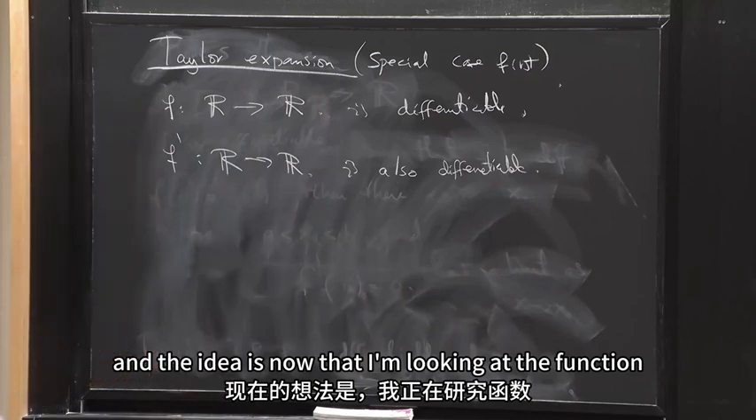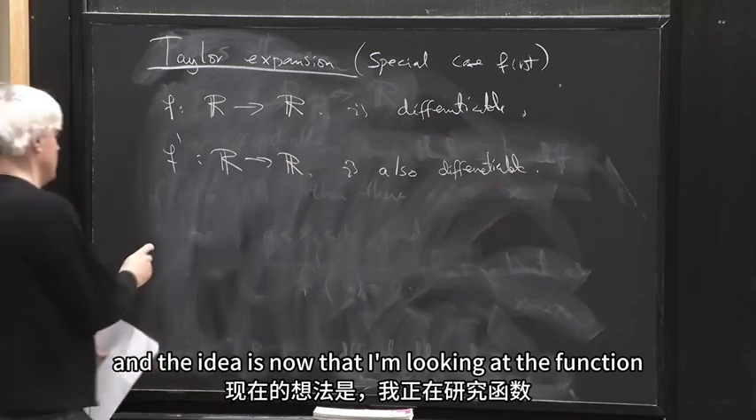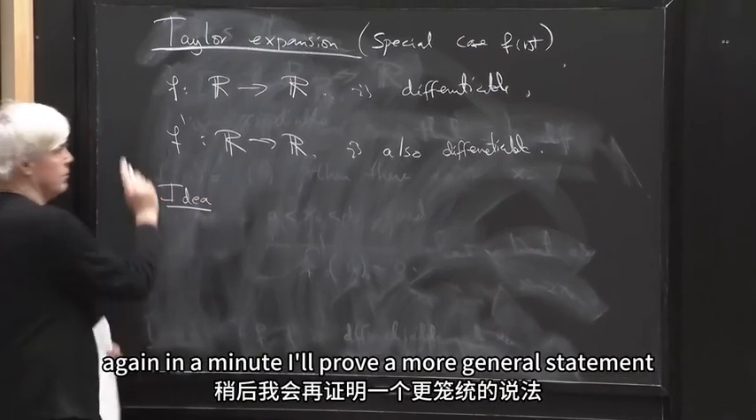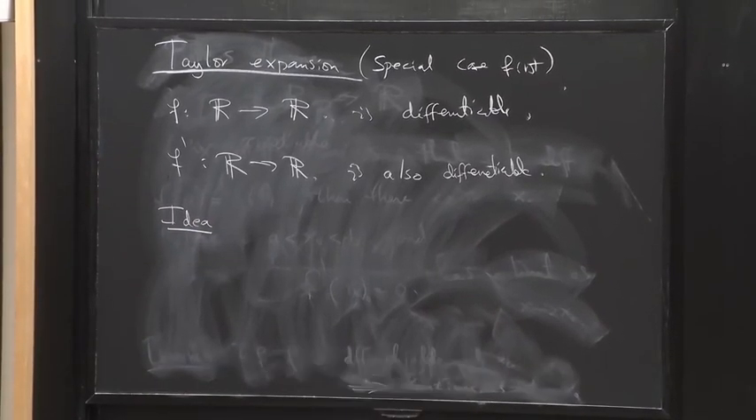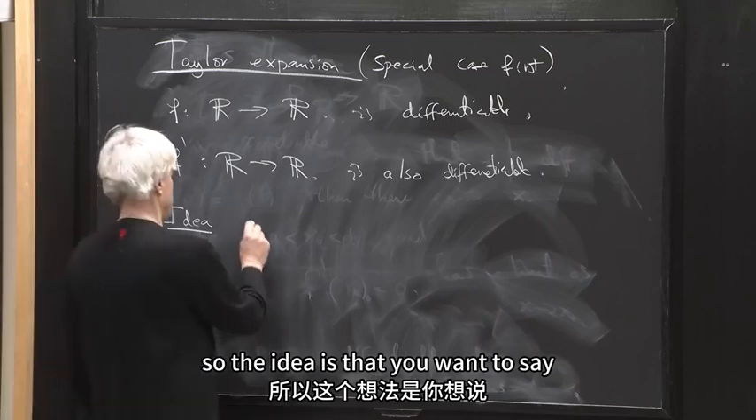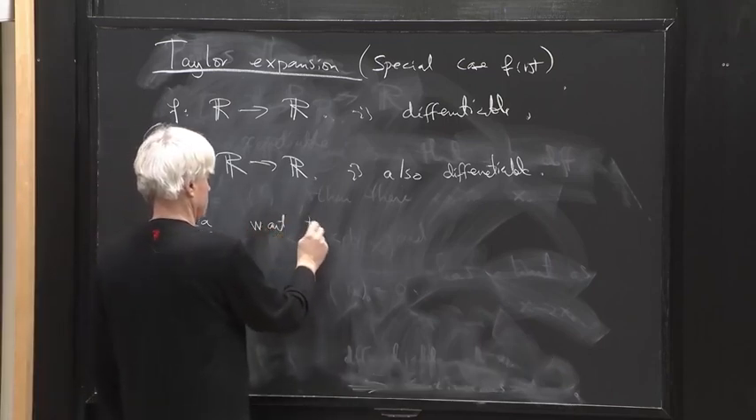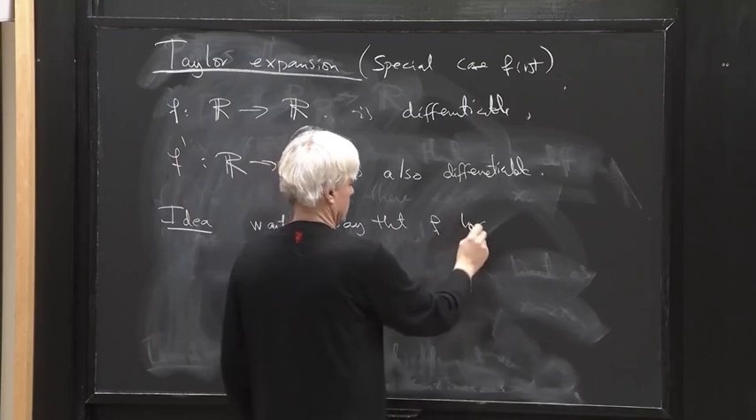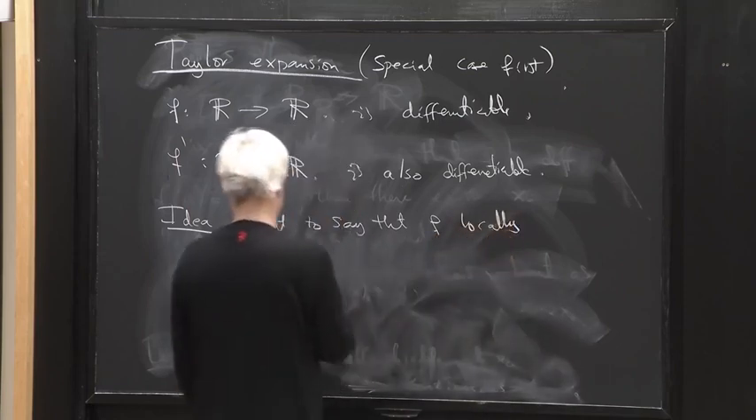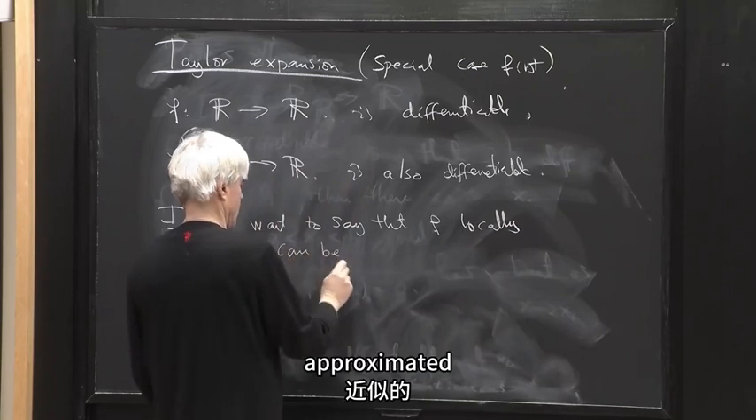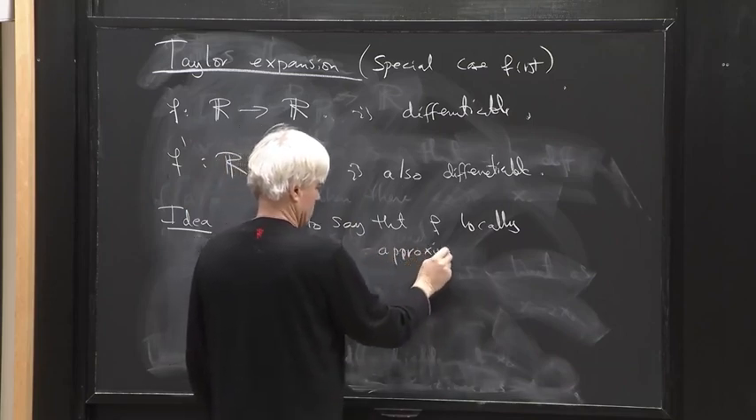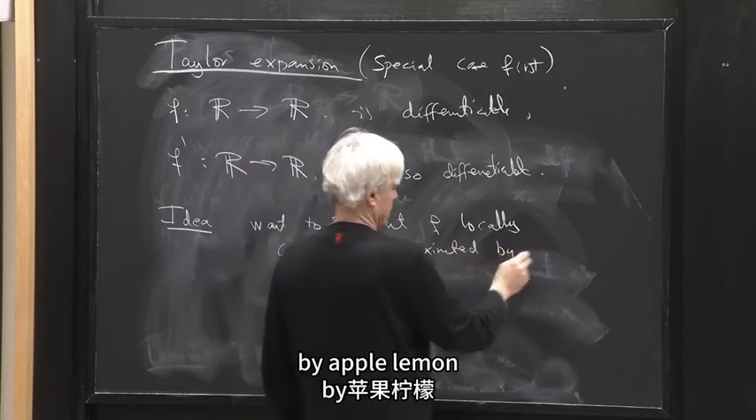And the idea is now that I'm looking at the function, and the idea is like this. Again, in a minute I'll prove a more general statement, but I just prove this one first to make the idea clear. So the idea is that you want to say that f locally can be approximated by a polynomial.